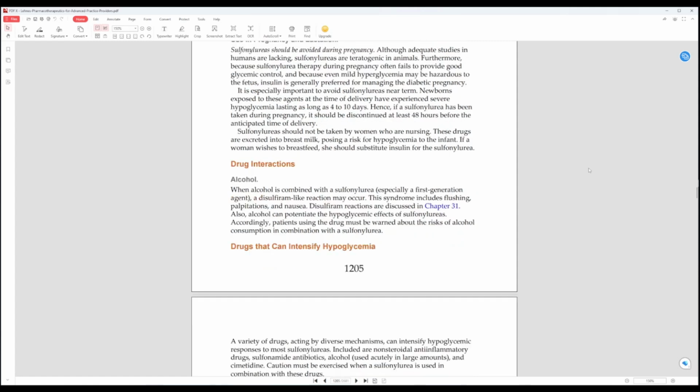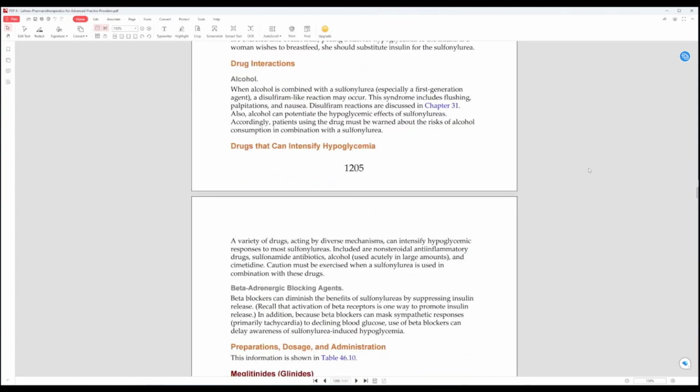Drug interactions. Alcohol. When alcohol is combined with sulfonylurea, a disulfiram-like reaction may occur. This syndrome includes flushing, palpitations, and nausea. Disulfiram reactions are discussed in Chapter 31. Also, alcohol can potentiate the hypoglycemic effects of sulfonylureas. Accordingly, patients using the drug must be warned about the risk of alcohol consumption in combination with the medication.